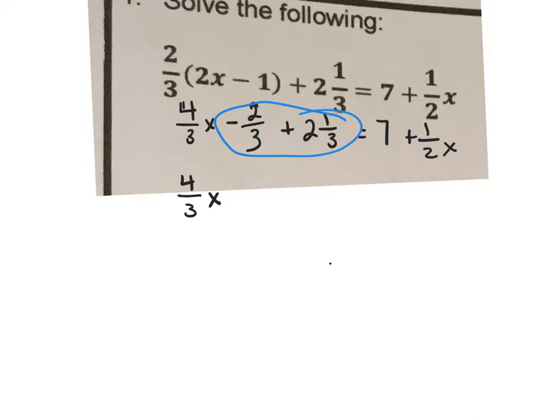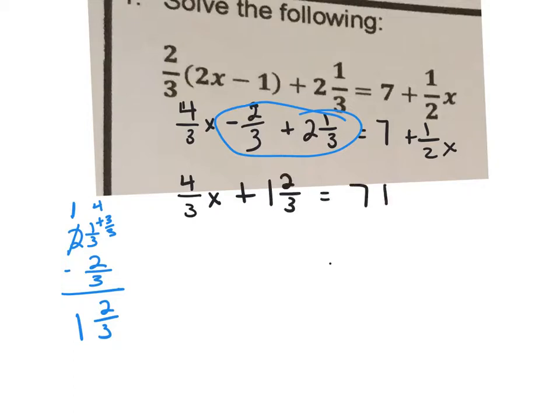So we have to think of this really as 2 1/3 minus 2/3. And since you cannot subtract 1/3 minus 2/3, you're going to need to borrow from the whole. That makes that a 1, and then you're going to add 3 to this because 3/3 is a whole. So it's like you're adding 3/3 because that's one whole. So that would be 4/3. So 4/3 minus 2/3 is 2/3, and then you have one whole. So we're going to write this as now plus 1 2/3 is equal to 7 plus a half x.